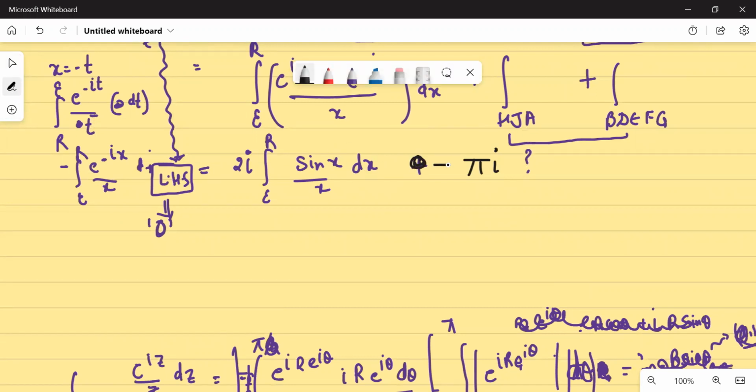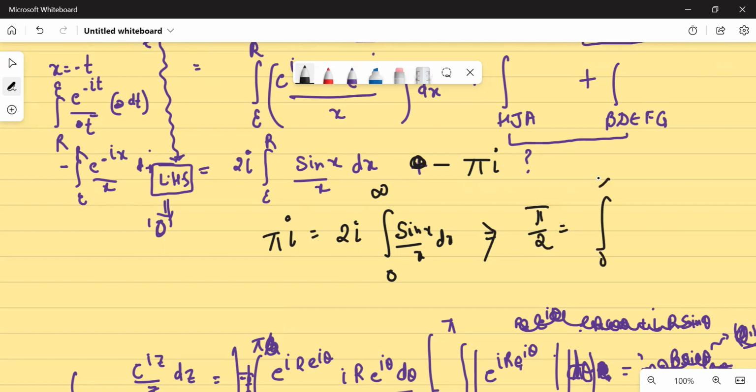pi iota. Okay, so this is minus pi iota. This is something that we want to evaluate. This is 0. So this will become pi iota is equal to 2 iota. And epsilon tends to 0, this is 0. Epsilon tends to infinity, this will become infinity. And this is sine x upon x dx. So in fact, you don't need to even multiply with half. You're already getting that kind of answer here. So your answer would be equal to pi upon 2.